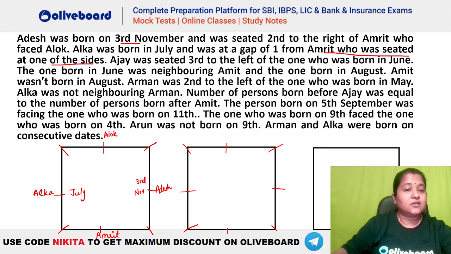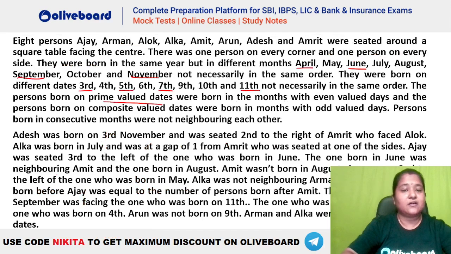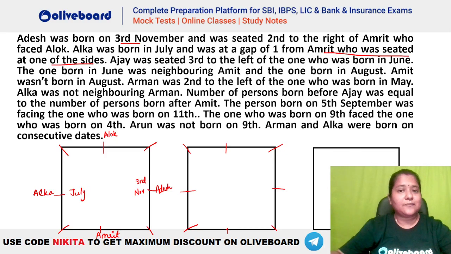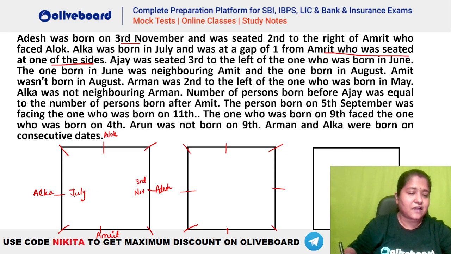Ajay was 3rd to the left of the one born in June. The one born in June was neighboring Amit and the one born in August. Amit wasn't born in August here. So now we know that Ajay has to be 3rd to the left of June. Also it was given here that the persons born in consecutive months were not neighboring each other. That means June and July should not be neighbors of each other. So you can see here that we have taken July here. So June should not be these two persons, right? That is the neighboring for July.